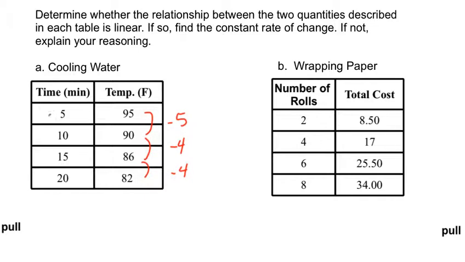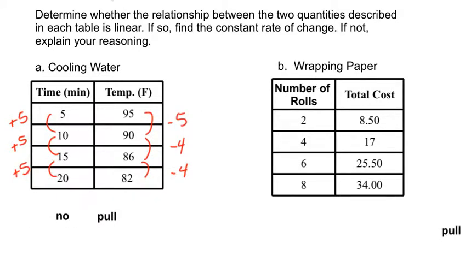And then our time in minutes is increasing by, it looks like it's going up by 5 for each one of these intervals. 10 to 15 is an increase of 5, and 15 to 20 is also an increase of 5. So if we look at these ratios, we do not have a constant ratio, or a constant change, so therefore this is not a linear relationship.